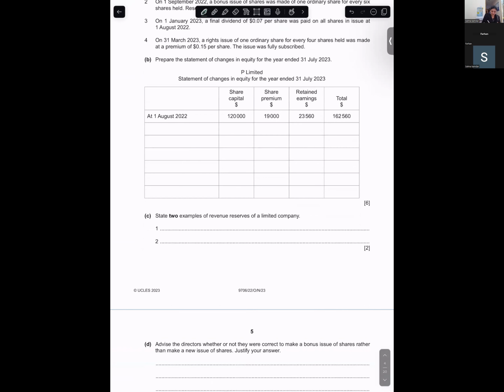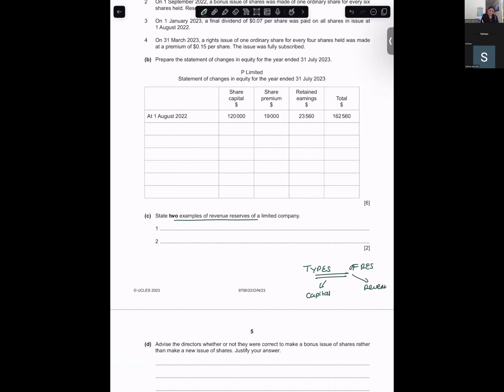When I'm reading the theory, I can see this: give 2 examples of revenue reserves of a limited company. Do you know the examples of revenue reserves of a limited company? No. There are 2 types of reserves, right, in a limited company? Yes. What are the 2 types of reserves? Capital reserve and revenue reserve. What is capital reserves?